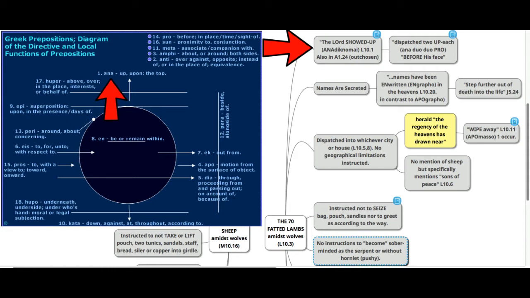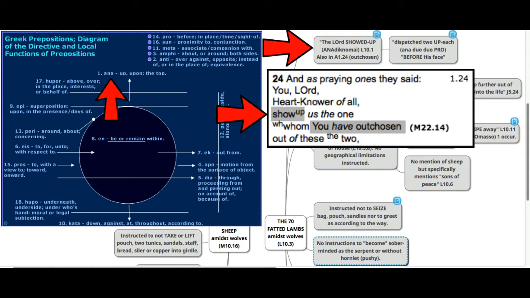from the verb anadiknomai, occurring here and one other time in the New Testament, where the ana preposition denotes motion and or position that is upward, number one on the chart. The second occurrence of anadiknomai is found in Acts chapter 1, verse 24, where the 12 are seeking a replacement for Judas, and as praying ones they said, "You, Lord, heart knower of all, show up us the one whom you have out chosen out of these two."